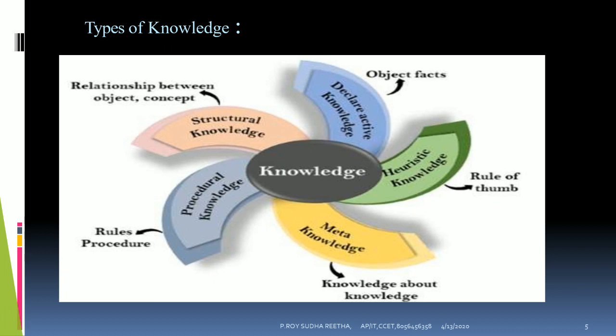Here we are seeing what is meant by knowledge. Knowledge is differentiated into 5 types. Declarative knowledge gives the facts. Heuristic knowledge is the rule of thumb or the knowledge of the expert. Meta knowledge is the knowledge about the knowledge. Procedural knowledge gives rules and procedures about the knowledge. And finally, structural knowledge represents the relationship between objects and concepts.